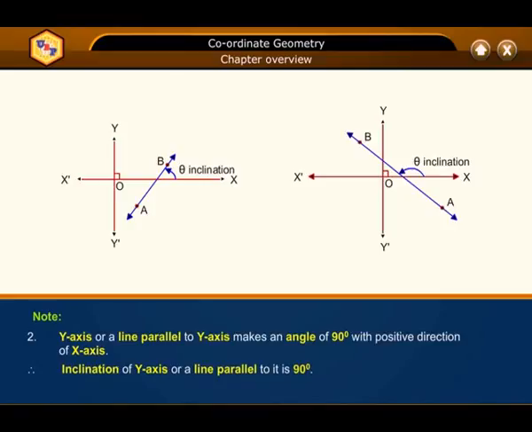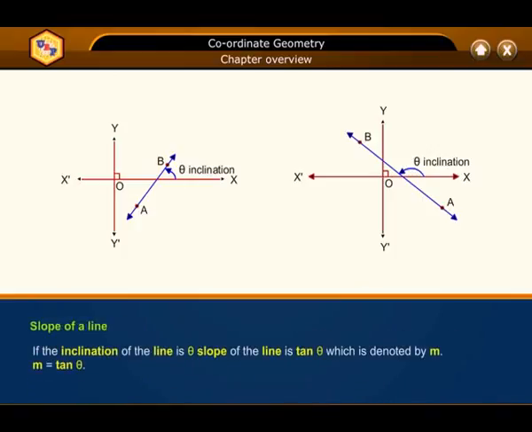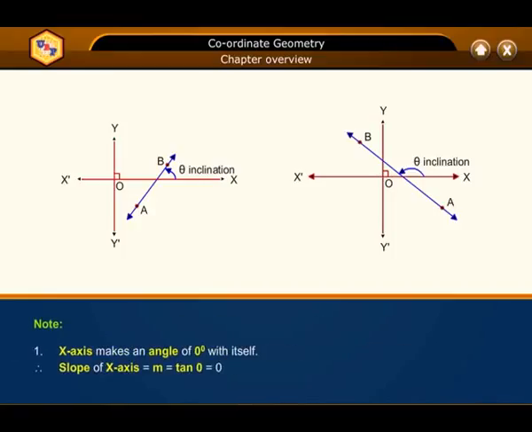Y-axis or a line parallel to y-axis makes an angle of 90 degrees with the positive direction of x-axis. Inclination of y-axis or a line parallel to it is 90 degrees. If two lines are parallel, they will have the same inclination. Slope of a line. If the inclination of the line is theta, slope of the line is tan theta, which is denoted by m. m = tan theta. Note, x-axis makes an angle of 0 degrees with itself. Slope of x-axis is m = tan 0 = 0.